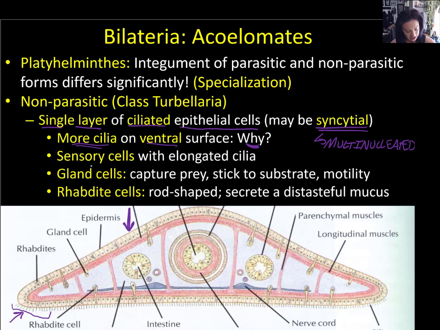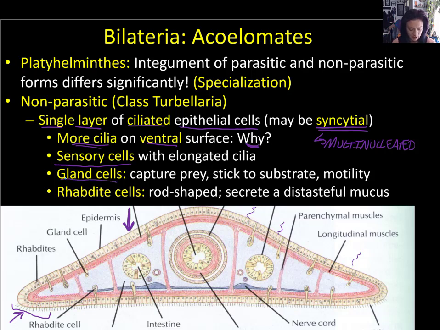You also have sensory cells in the epidermis of these animals. Those sensory cells usually have elongated cilia. So the cilia stand out even further than normal, sort of like this. And when those cilia are pushed over by a water current or because they're touched by another animal, they send an electrical impulse into the nerve they're attached to, which then goes to the nervous system of the animal and tells them that something in the environment has changed.